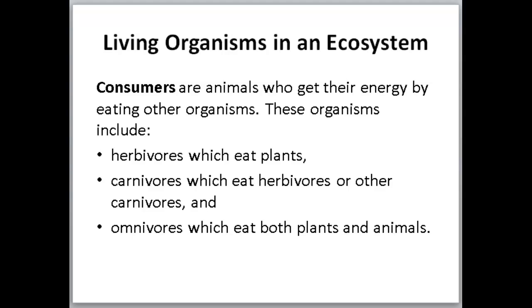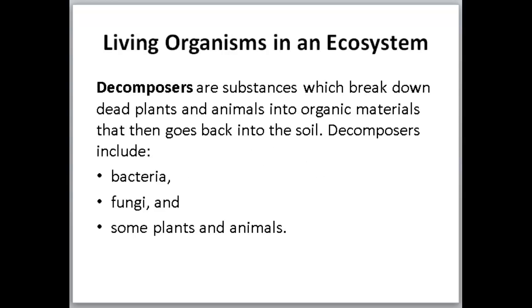These organisms include herbivores, which eat plants, carnivores, which eat herbivores or other carnivores, and omnivores, which eat both plants and animals. There are also decomposers, which are substances which break down dead plants and animals into organic materials that then go back into the soil. Decomposers include bacteria, fungi, and some plants and animals.